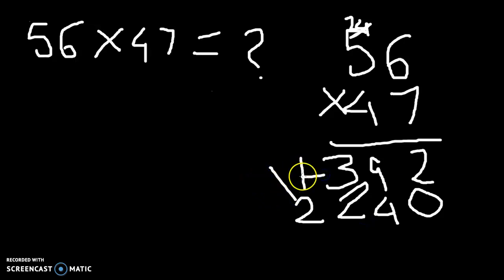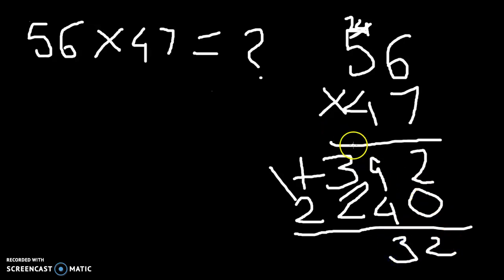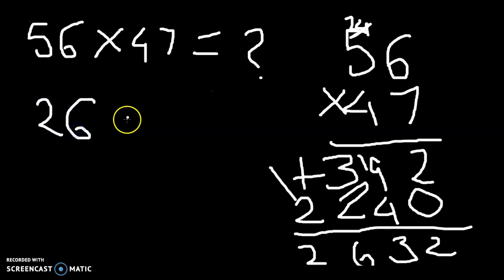You add these two numbers up. So 2. And then 9, 10, 11, 12, 13. And then 6, and then 2. So the answer of 56 multiplied by 47 is 2,632. So I hope this helps you, and I will see you guys next time.